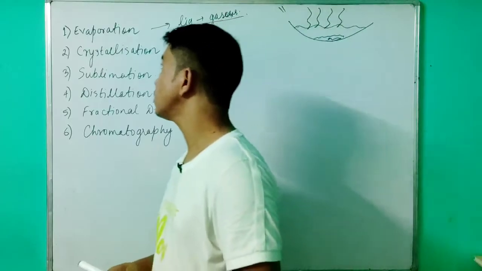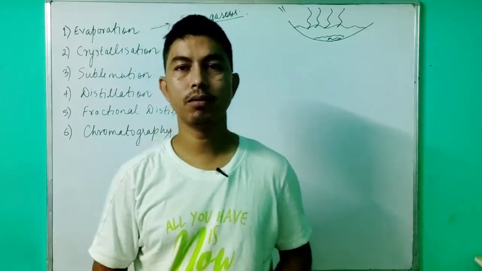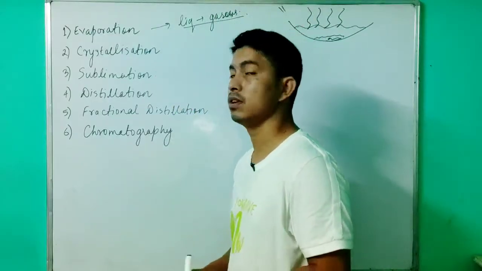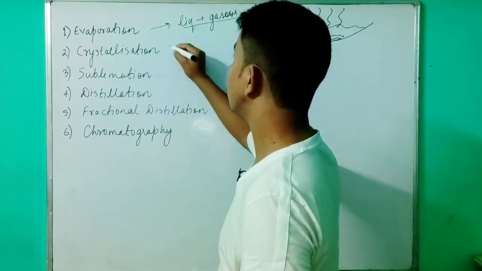There are also various other substances which can be separated with the help of the process of evaporation. So you may go through the details in your book. The second one is crystallization.